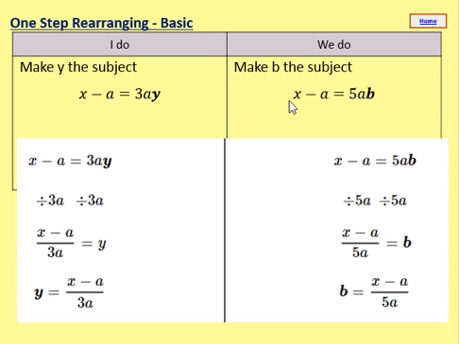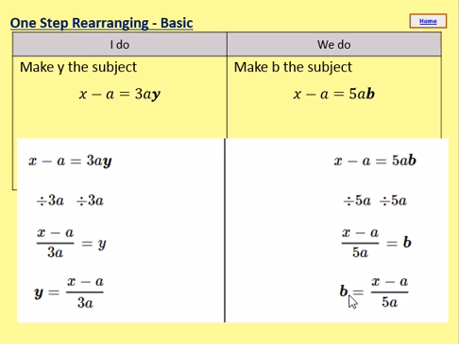So for the we do, making b the subject, and it's x take away a equals 5ab, or 5a times b. So we've got to get rid of the 5a. So let's do the opposite. 5a times b, well, let's divide by 5a to cancel that out. So dividing this side by 5a leaves me with just b. And dividing this side by 5a gives me x take away a divided by 5a.